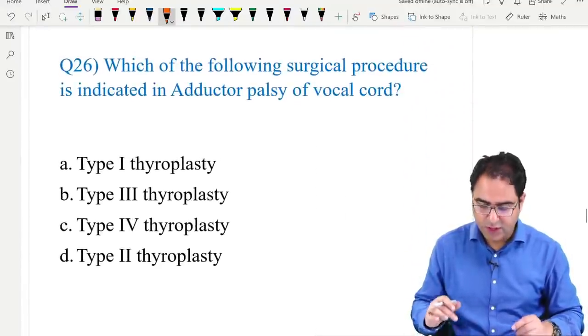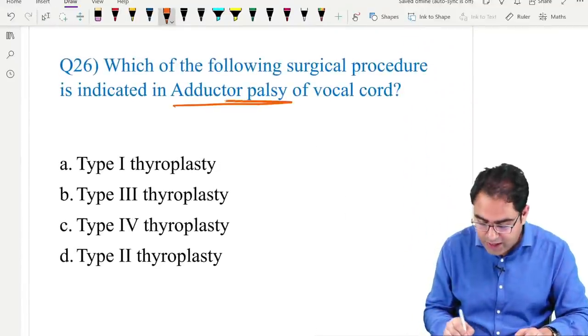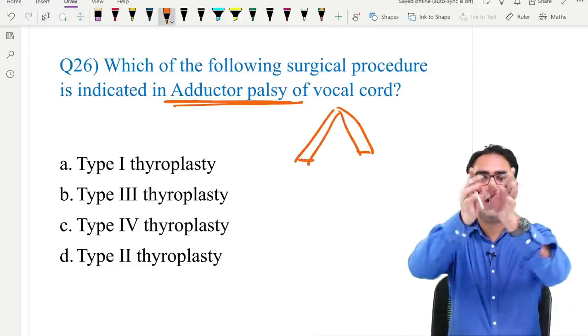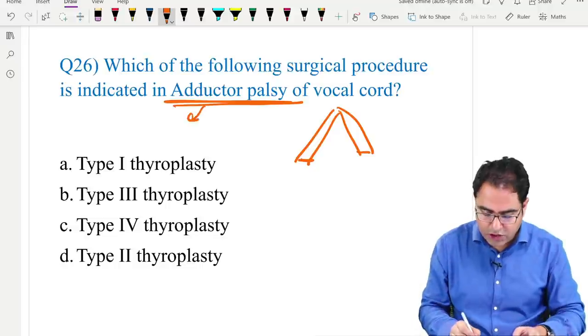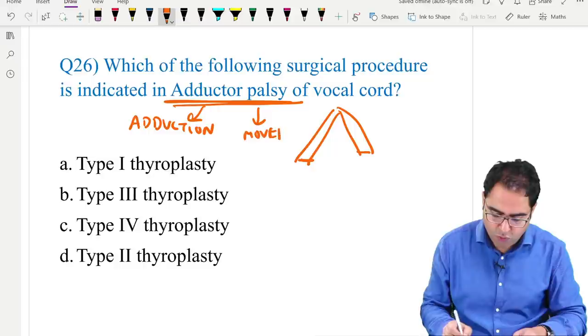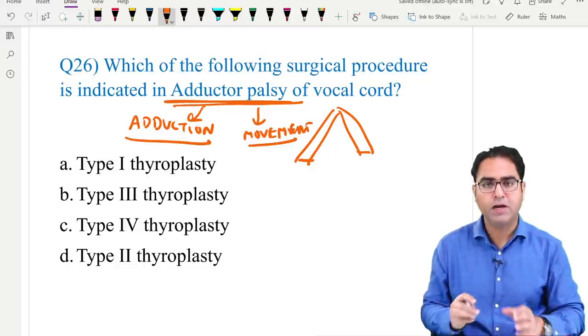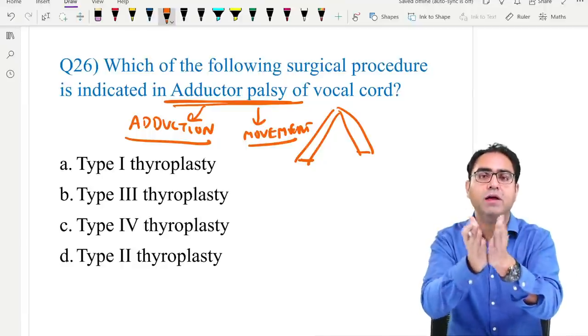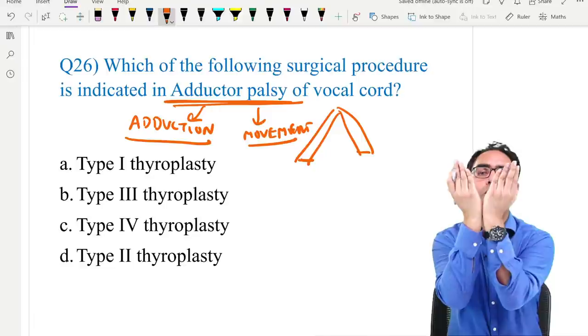Now, next question. Which of the following procedures is done for adductor palsy of the vocal cord? Adductor means both cords are open, beta. Adductor palsy means adduction absent. I would never get confused in the paper. I will translate the muscle into movement, beta. Adductor means adduction, palsy means absent. I'll read like this: adduction absent means the cords are open up. What will I do? Medialization.